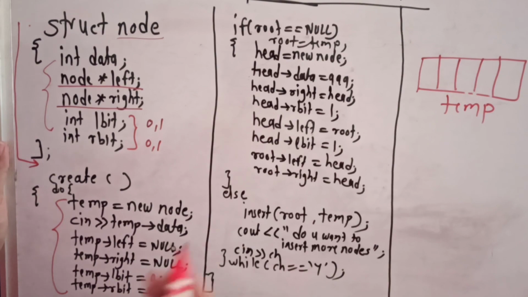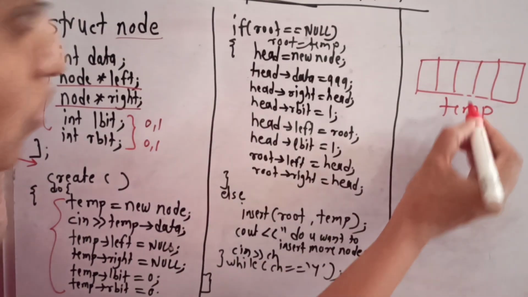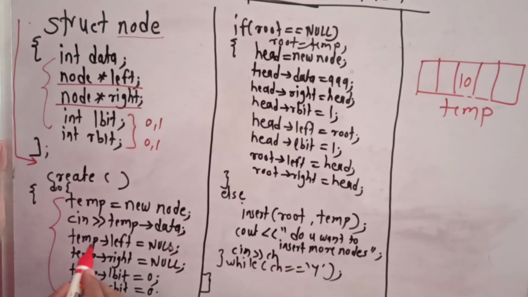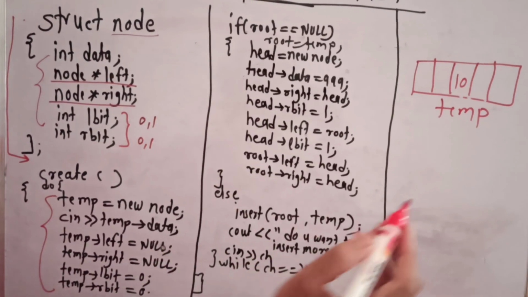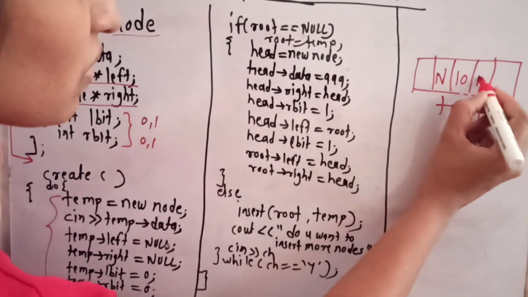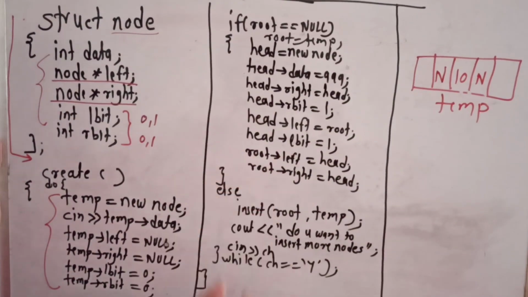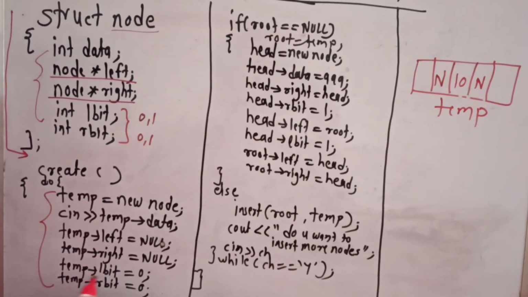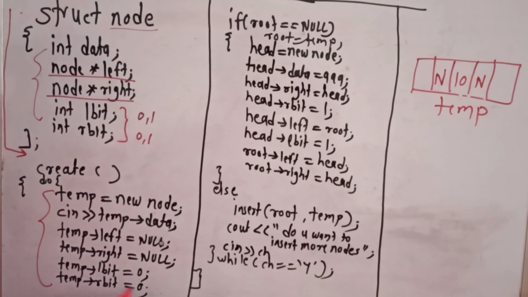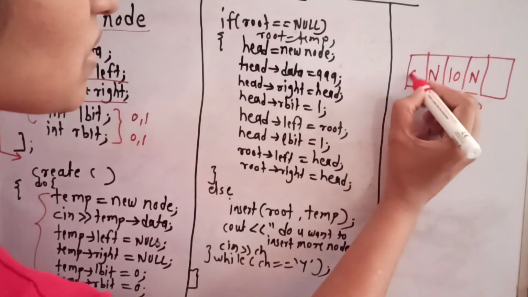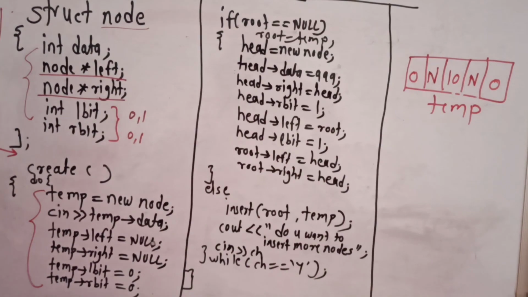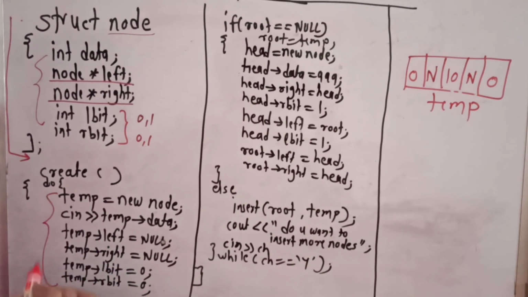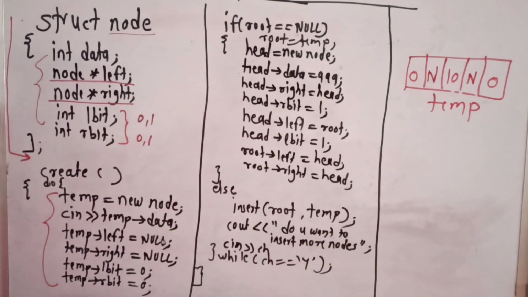Then in temp data, we are accepting some data from the user. This is the data I have accepted. Temp left is equal to null, temp right is equal to null. These are initially null because we are creating the node, so no left and right child is present. Temp L bit is equal to 0 and temp R bit is equal to 0. That means initially we set L bit and R bit to 0. So these are the steps for the node creation of the TBT.